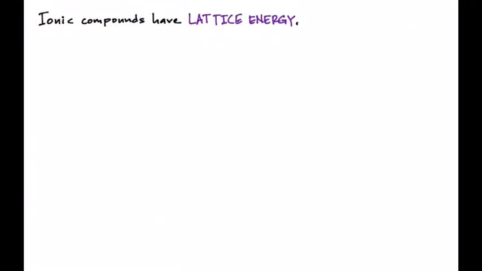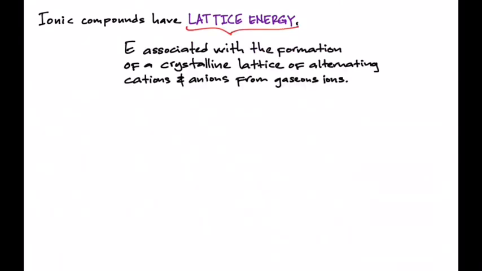So the next concept that I want to talk about regarding ionic compounds is lattice energy. Ionic compounds have lattice energy because all ionic compounds have what they call a crystalline lattice, which is basically a specific arrangement of ions within a given ionic compound. So what is this lattice energy? Lattice energy is basically the energy associated with the formation of a crystalline lattice of alternating cations and anions from gaseous ions.